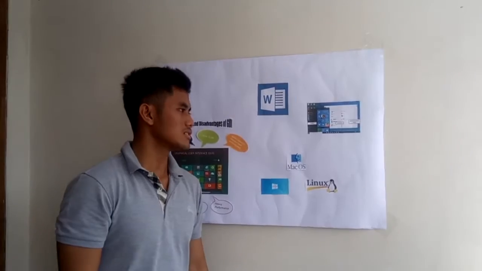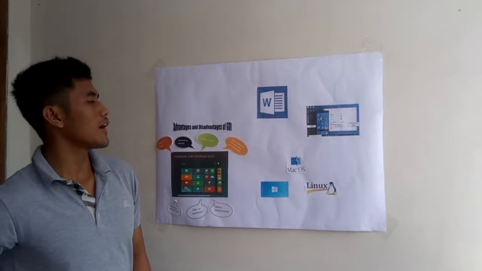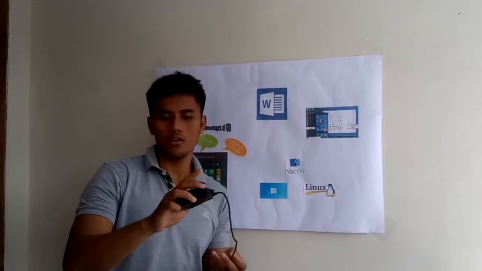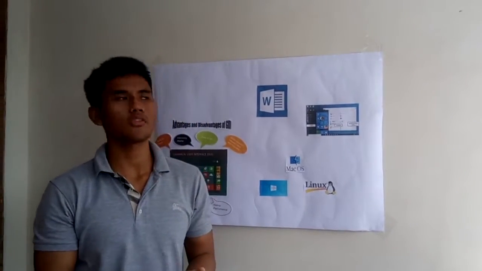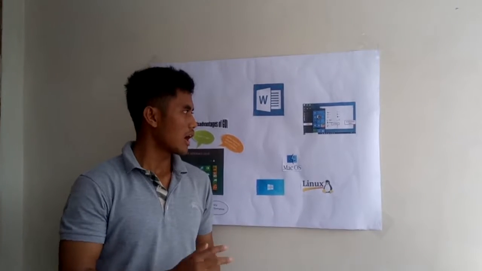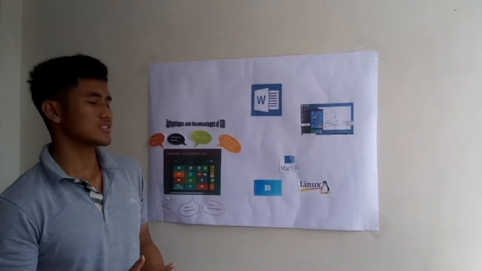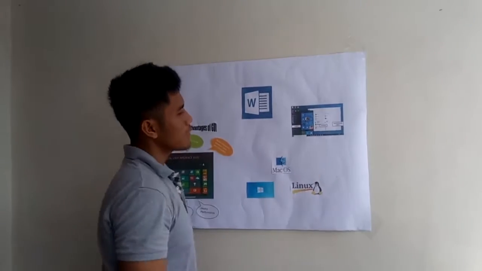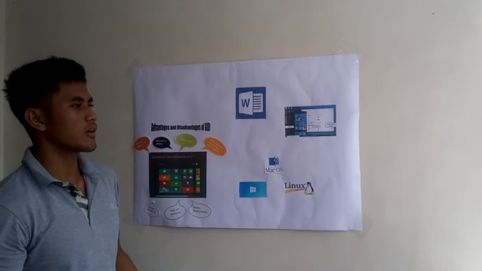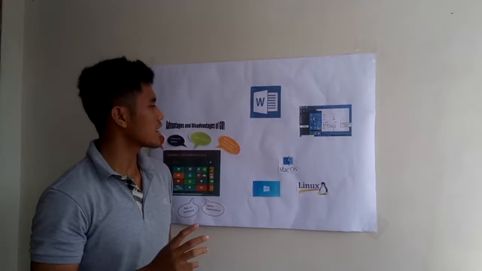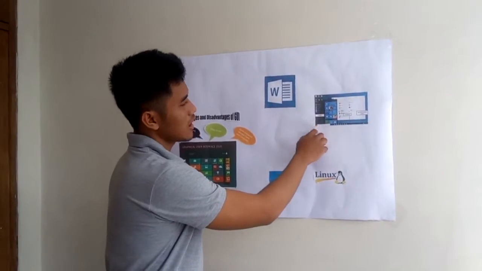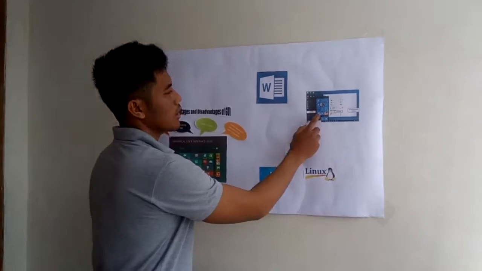And the next is the pointing device. This is a pointing device. It is usually used to move or control the pointer. And the next is the desktop. This is a desktop. Desktop is a group of icons. If you click start, you will see the desktop showing.